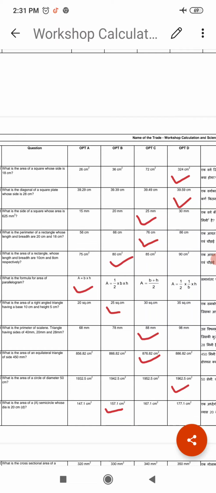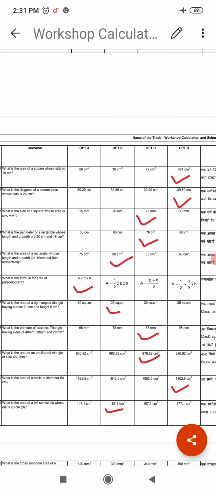What is the area of a rectangle whose length and breadth are 10 cm, 8 cm respectively? 80 cm square. Option B. What is the formula for area of parallelogram? A is equal to B into H. Next, what is the area of a right angle triangle having 10 centimeter base and height 5 centimeter? 25 square centimeter. B option.